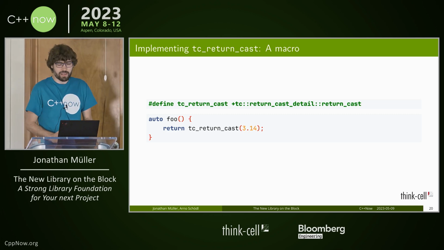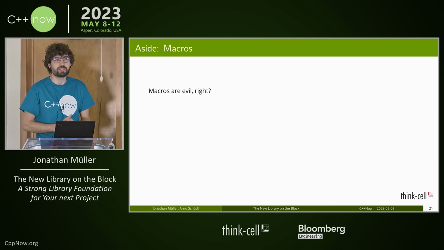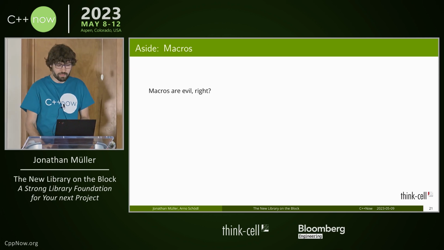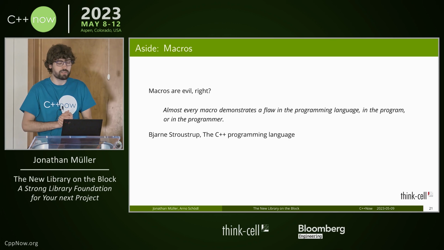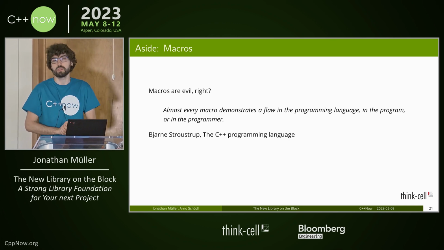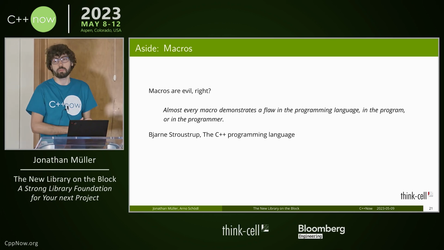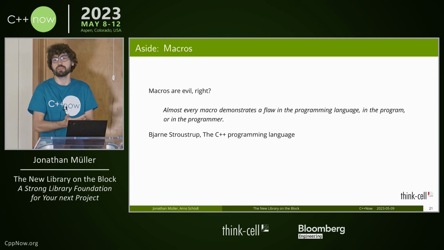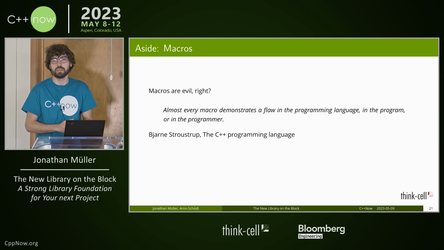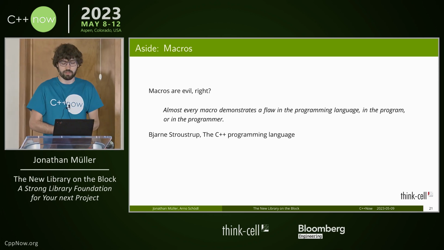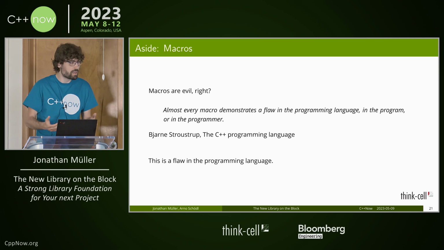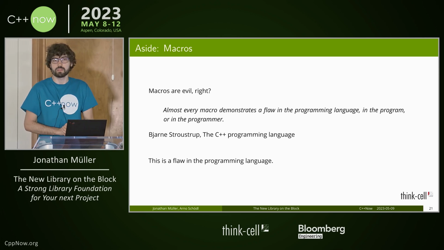And I know what you're thinking, like macros are kind of evil, right? Bjarne himself said that almost every macro demonstrates a flaw in the programming language, in the programmer, and the programmer. And this is a flaw in the programming language, right? We want to control operator auto. The programming language does not give us the ability, so we have to work around that. And one way to work around that is by using a macro, right? So it's perfectly capable to use a macro here.